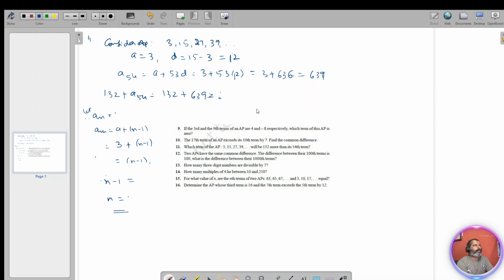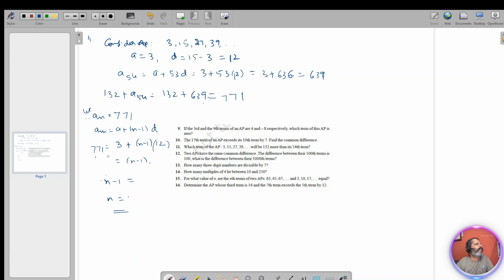My mistake, pardon me here, friends. I am calculating this again. When you add 132 plus 639, see, this is what happens when you calculate one number wrong. 9 plus 2, 11. 1 carry. 3 plus 1, 4 plus 3, 7. 6 plus 1, 7. So this will be 771. 771 and d is 12.